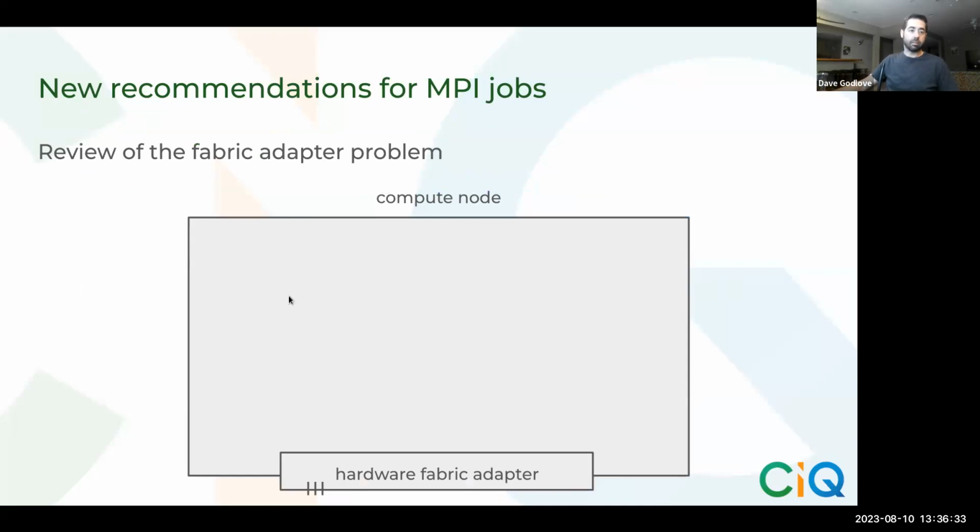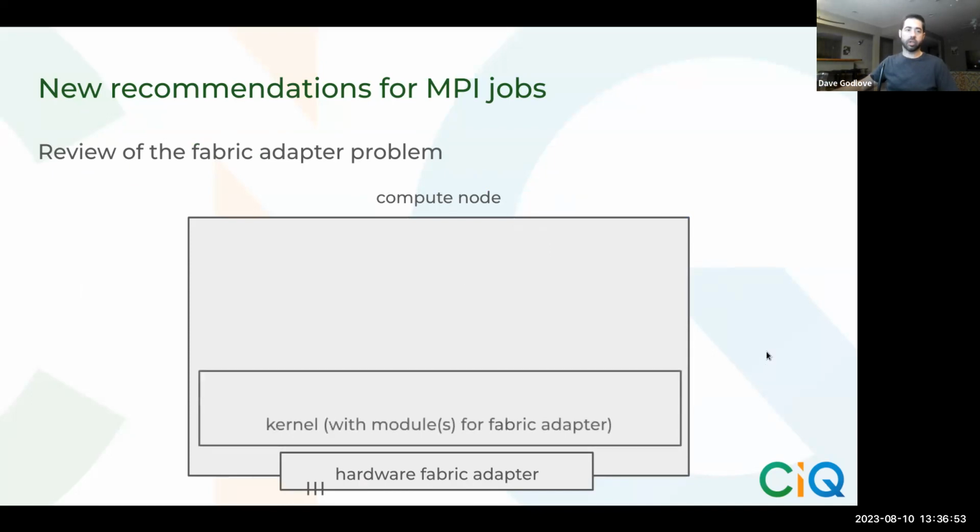Okay, the second major hurdle to overcome with containerized MPI jobs has to do with the fabric adapter. So let's say we're on a compute node and we've got an InfiniBand or an OmniPath card in the compute node. And this is the actual hardware. So in order to run that hardware, we have a kernel, and the kernel has modules which are compiled in order to interface with that hardware.